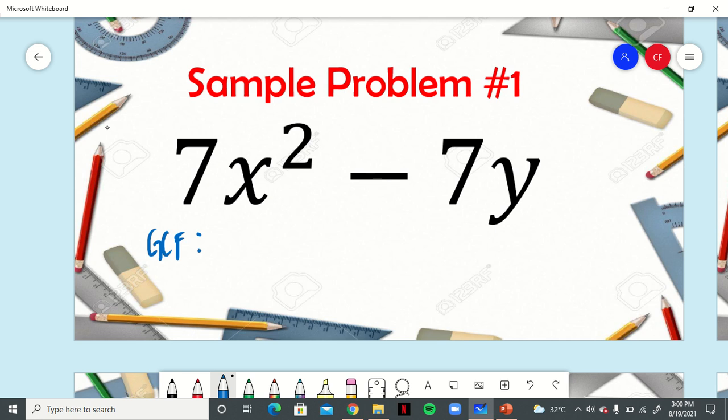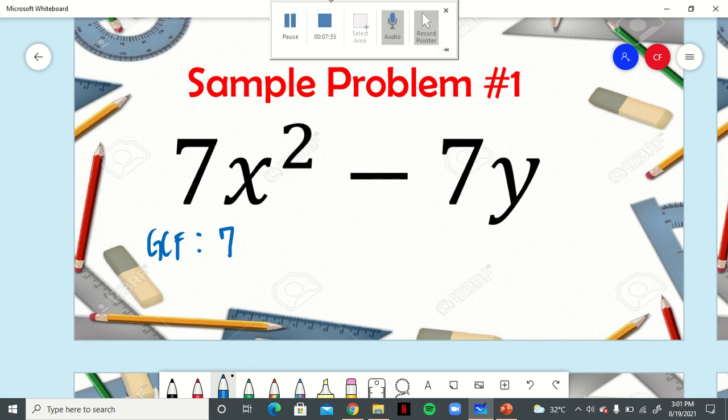So the GCF on example number 1 is 7. How about the variable? Pwede ba kayang x squared and y yung gagawin nating variable? Okay, so as you can see here class, yung isang variable is x, yung isa is y. So kapag different variable, hindi po natin siya pwedeng i-combine. Okay, so therefore, yung GCF lang natin is 7.